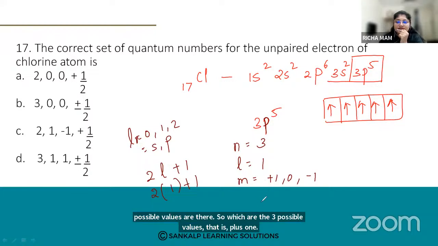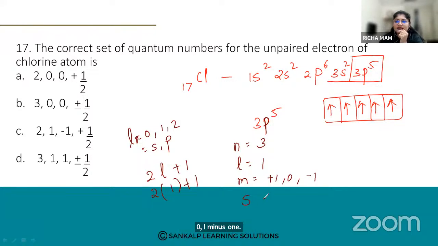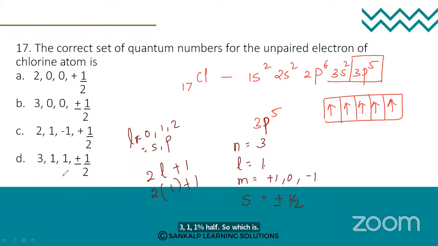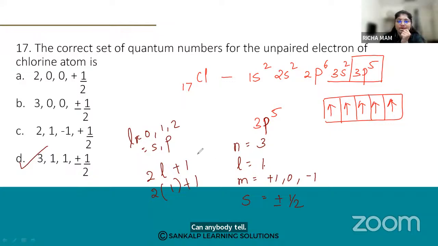Okay. Next, what is S? It is plus or minus half. Okay, so which is the possible set? So it is 3, 1, 1, and plus half. So which is the answer? Can anybody tell? Option D. Yes, option number D. So please remember the formulas are very important.